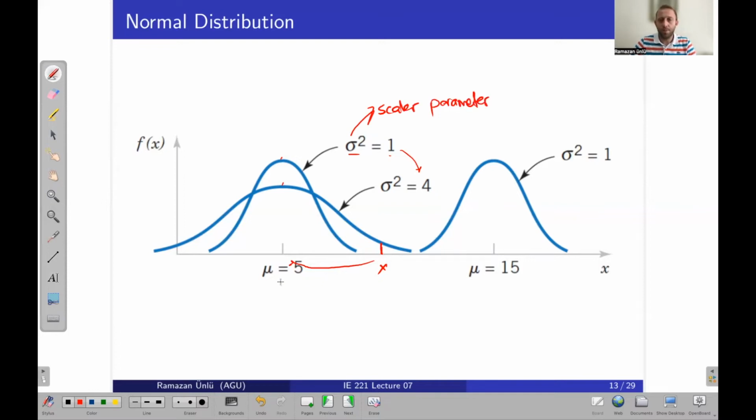And when we change the mean of the distribution, let's say the variance is 1, we just change the mu, the mean of the normal distribution, which was 5, and now it is 15. In this case, the shape of the normal distribution will not change, but the location of that normal distribution will change. From this region, it will move to this region. That's why we can call the mu a location parameter.